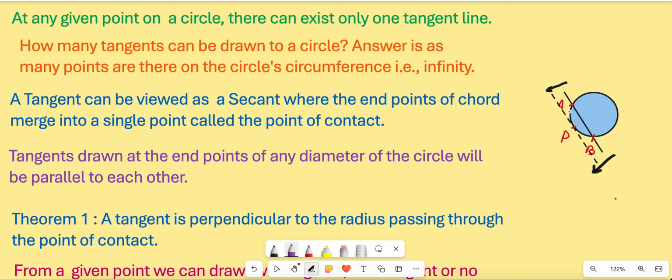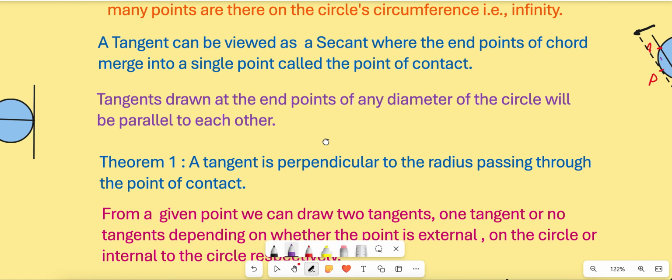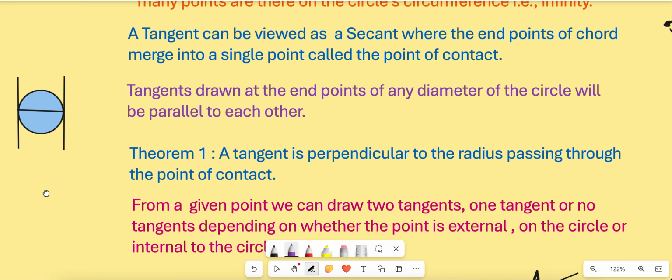So A will gradually come here, here, and then finally it joins P. B also will merge with P. Therefore, A and B together merge at the point of contact, making that secant a tangent. Hope the point is clear. Okay, now we move on to the next point.